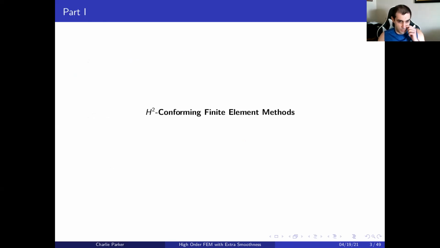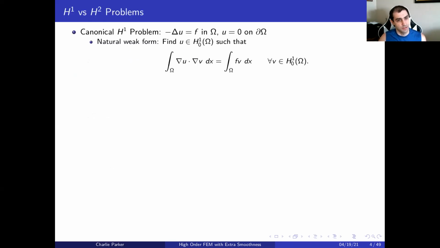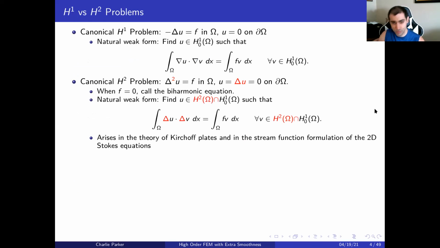Okay, so for the first part, we're going to do H2 conforming finite element methods. Let's look at the difference between H1 and H2 problems. For H1 problems, we have the Poisson equation, which everybody knows, with the weak form written here. If we go to an H2 problem that's analogous, it's called the biharmonic equation when f is 0. The differences are highlighted in red. Now we have Laplacian squared instead of Laplacian, and we have a second boundary condition, Laplacian u equal to 0.